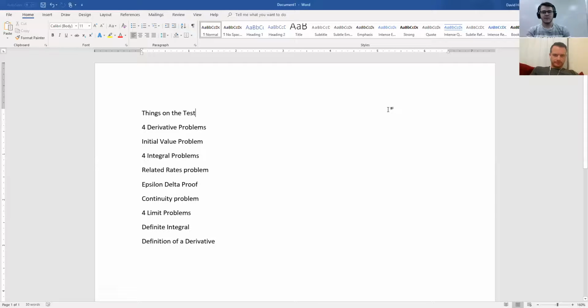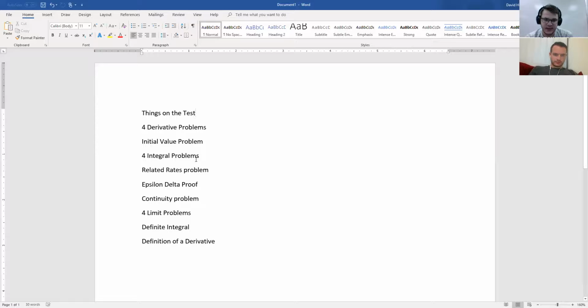All right, so I will share the document with what's going to be on the test. It's pretty similar to the other stuff. I guess it feels like there are fewer story problems on this one than on the last couple of tests. I don't feel like the initial value problems or the related rates problems got any harder. They're about the same.